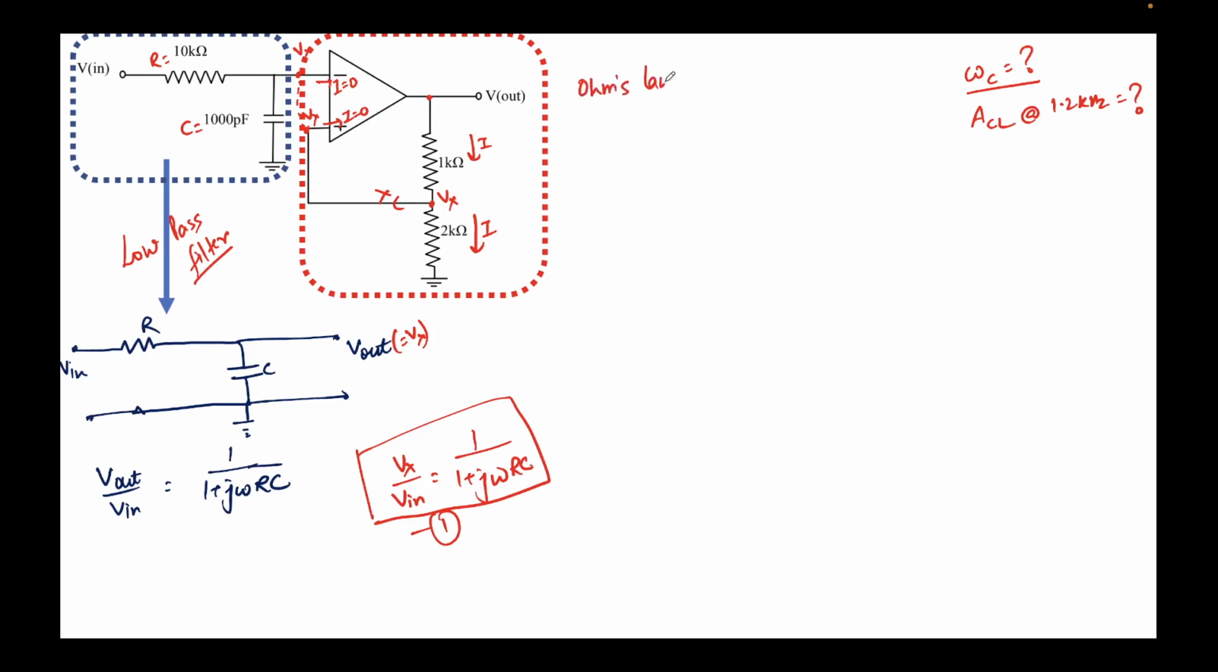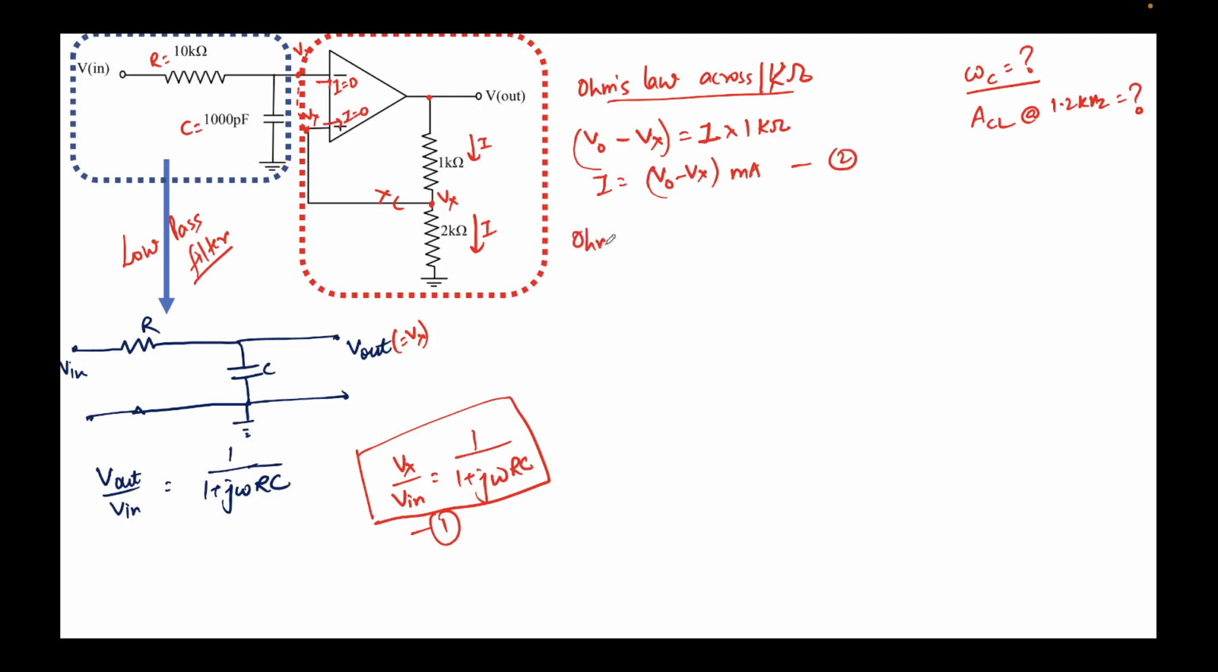So I'll write Ohm's law across the 1 kilo ohm resistor. That would be V equal to IR. So the potential across this 1K resistor is V naught, V out, minus Vx, which equals the current flowing through the resistor, I, times 1 kilo ohm. So I get the value of I as V naught minus Vx milliamps. If you take 1K below, it will become milliamps. Now let's call this expression 2.